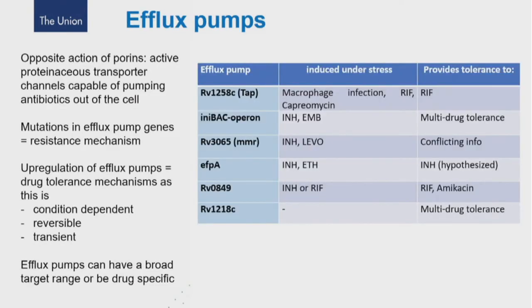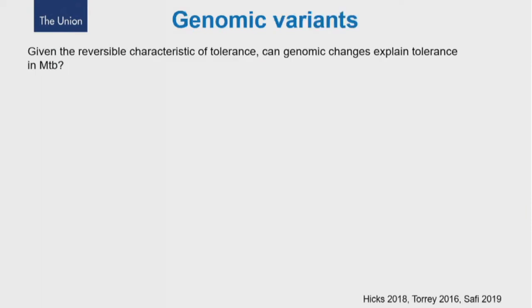This is the opposite of the porins. Here now you pump the drug out. And if you have fixed mutations, then it's not transient, so you don't call it tolerance, it's actually resistance. But if it's upregulation under a mechanism that is condition-dependent, reversible, and transient, then it is tolerance. And of course, these efflux pumps can be specific for one drug or can affect multiple drugs.